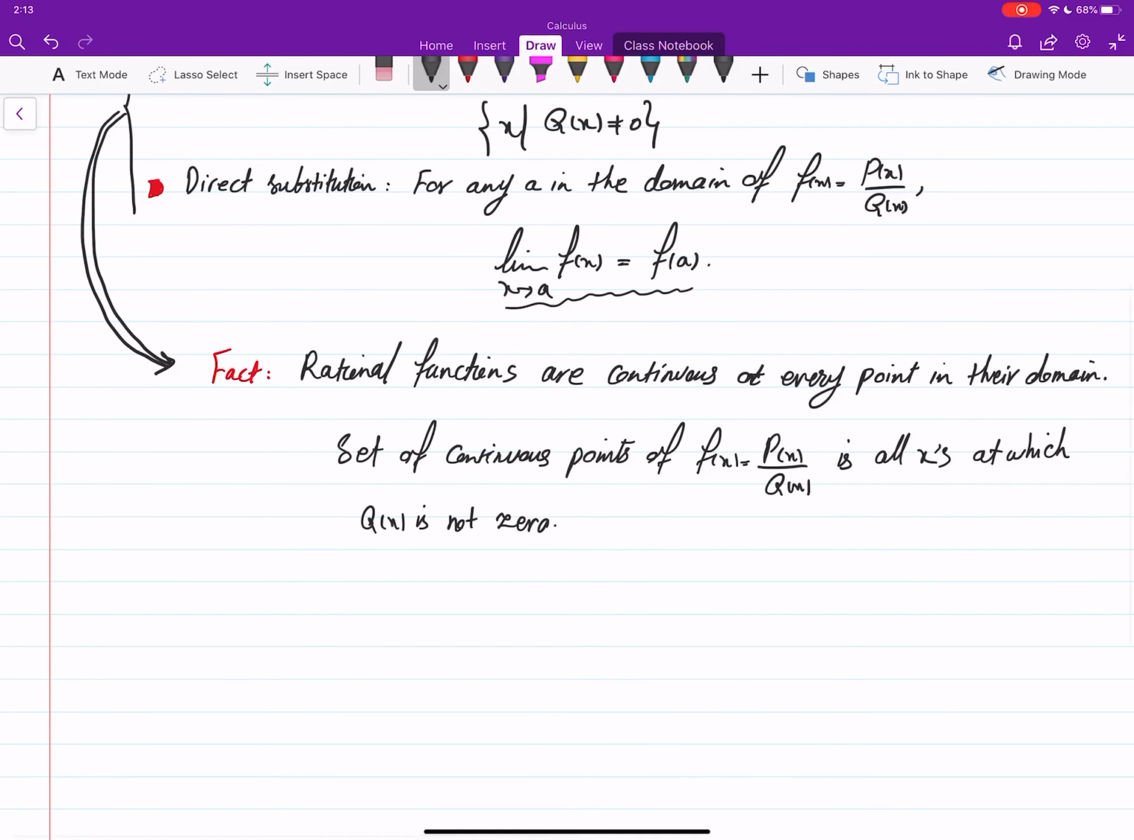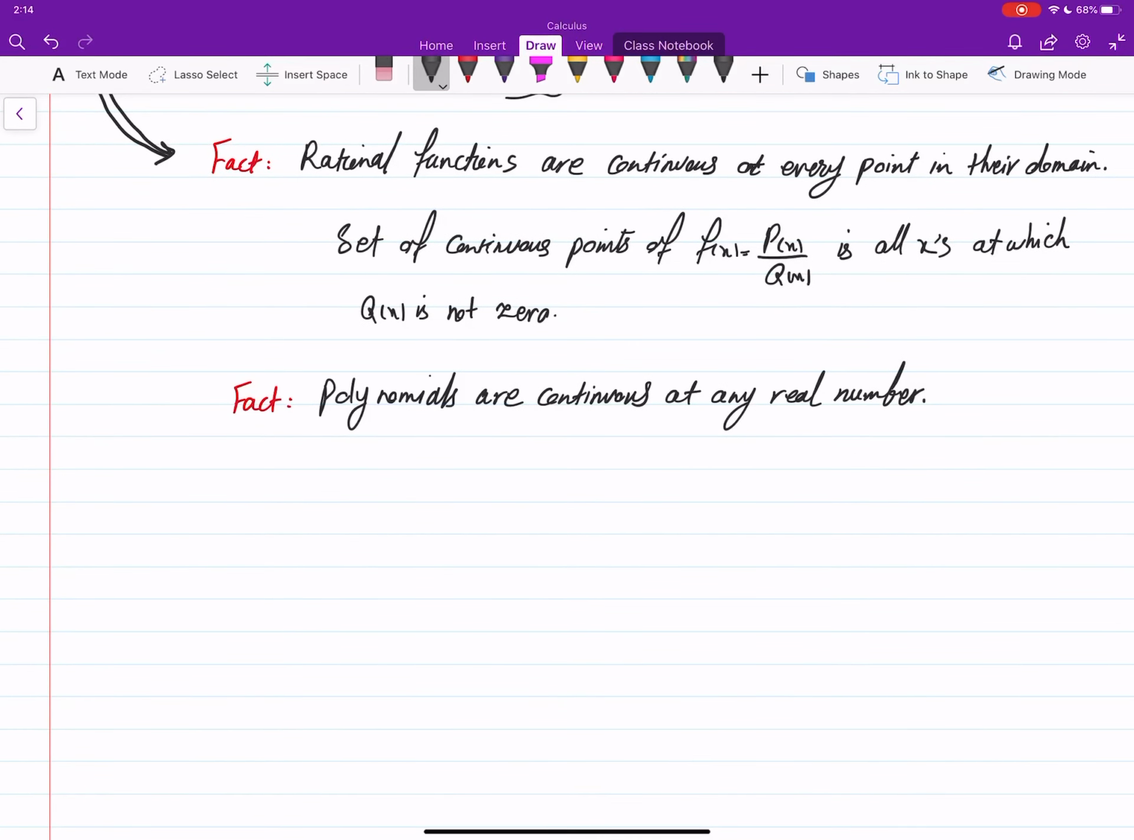That's easy. Now as a side fact, for polynomials the denominator is always non-zero. It's just a number. P(x) is a polynomial, there's no denominator for polynomials. So that means that polynomials are continuous at any real number. At any real number you give, a polynomial is continuous. For a rational function, you have to check if that point makes the denominator 0 or not. If it's not making the denominator 0, that is a continuity point for the function.